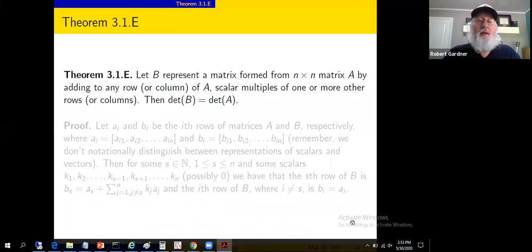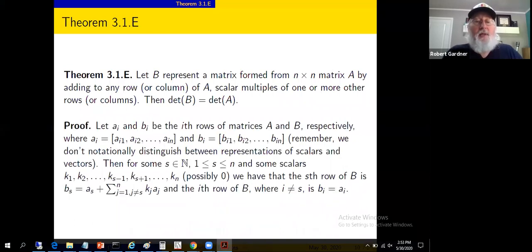But let's go through the full-blown claim that they make. Let A sub i and B sub i be the ith rows of matrices A and B. Label their entries. There's a little awkward notation here. That's a vector, a row vector. A sub i is the row with entries a_i1, a_i2, and so forth. Usual notation.